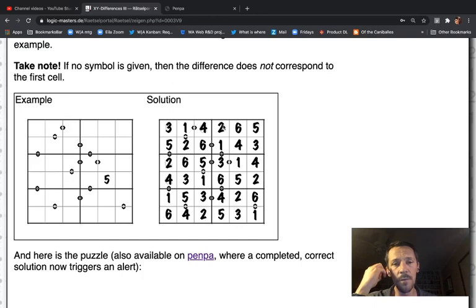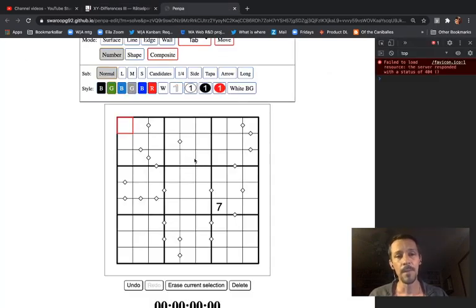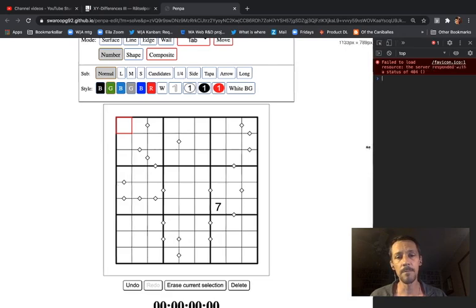And then vertically the same sort of thing. This 2, the 1 and 3 here have a symbol between them. They are indeed 2 apart. The 6 and 4 are indeed 2 apart. Okay, so I think the principle is fairly clear, but we're going to be doing this on a 9 by 9 grid. And here's the puzzle itself.